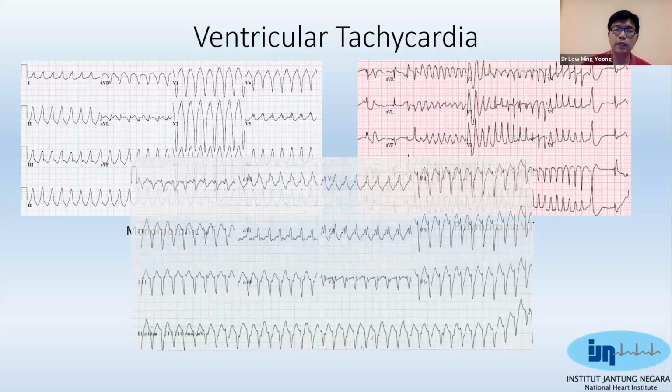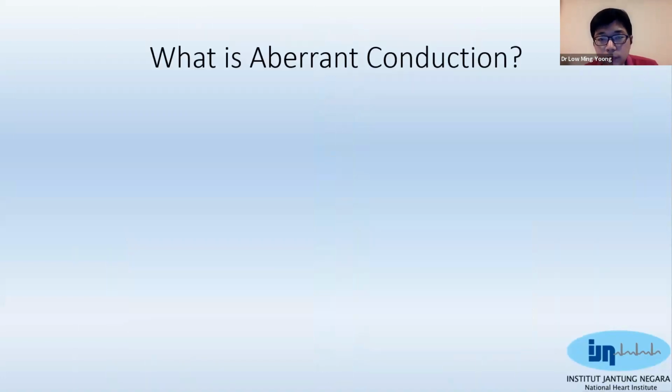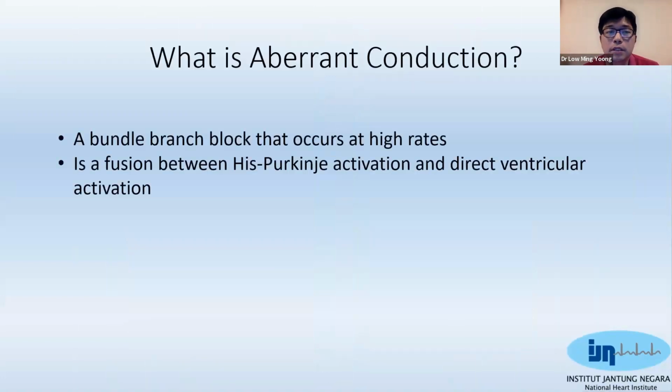And this is the one that everyone is confused about. It's either monomorphic VT or SVT with aberrancy. Okay? So in order to know whether it is SVT with aberrancy, you need to know what aberrant conduction is. Aberrant conduction is basically a bundle branch block. It can be left or right. Normally it's right, but it can also be left, occurring at very high rates. Okay, it's a fusion between His-Purkinje and direct ventricular activation.